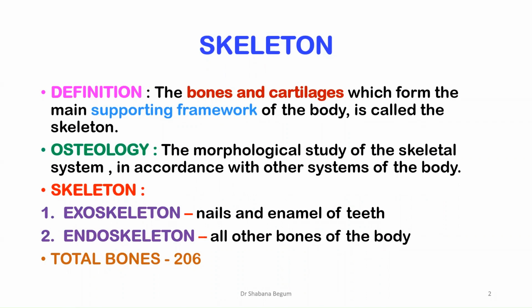So skeleton can be classified as exoskeleton and endoskeleton. Exoskeleton is the nails and enamel of the teeth, and endoskeleton is all the other bones of the body. The total number of bones in our body is 206.